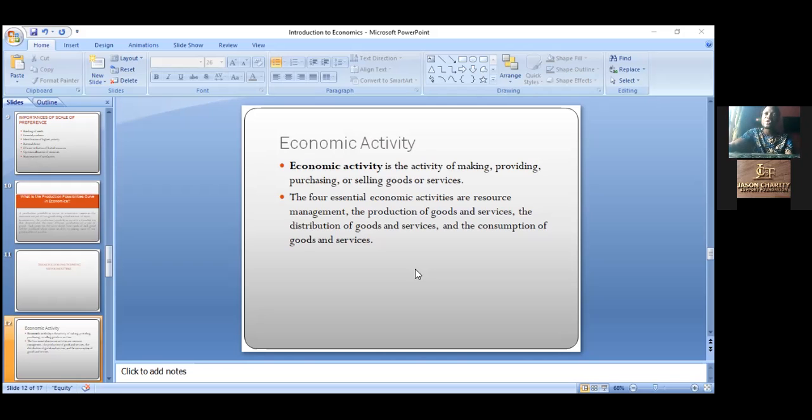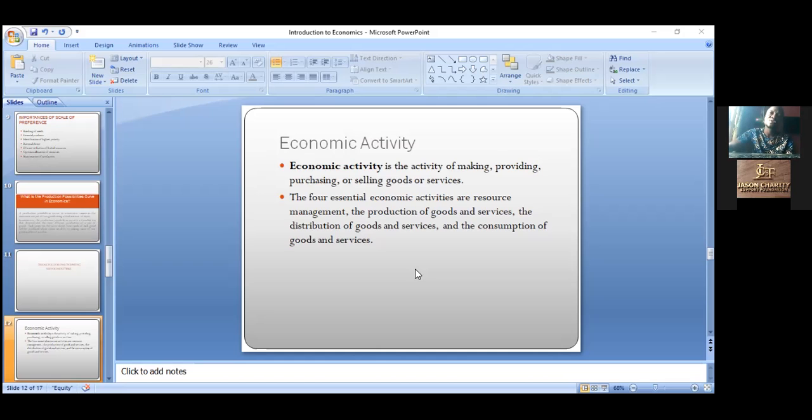The distribution of goods and services. How do you share the goods you are producing, in such a way that you get to the final consumer, to the market, to those people that are in need of that particular good? And the consumption of goods and services. You have to talk about the consumption aspect of it. Are they actually consuming what they are producing? So those are the economic activities that we are talking about here.